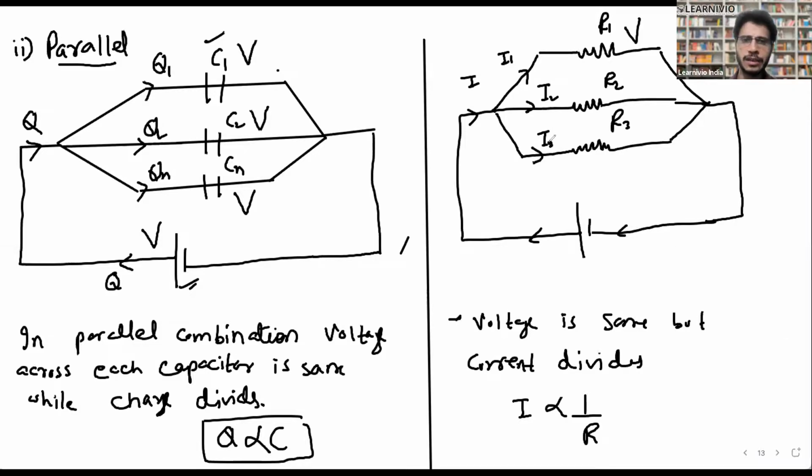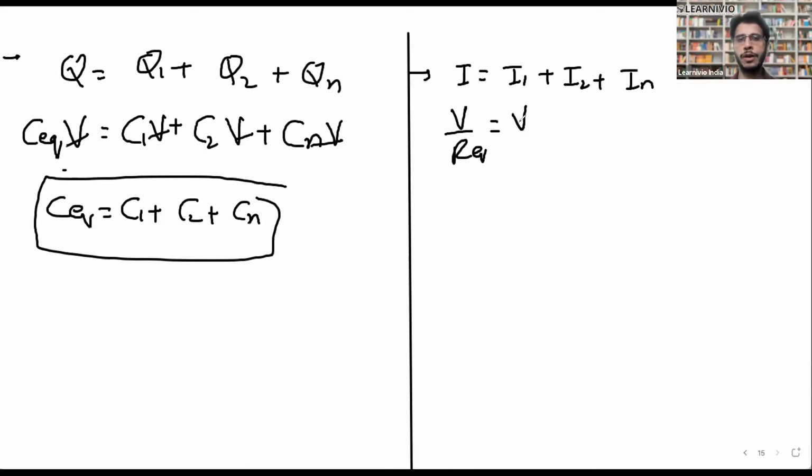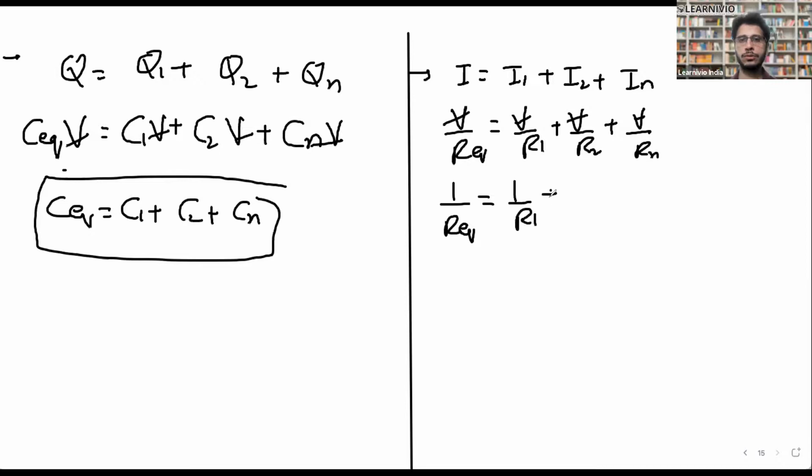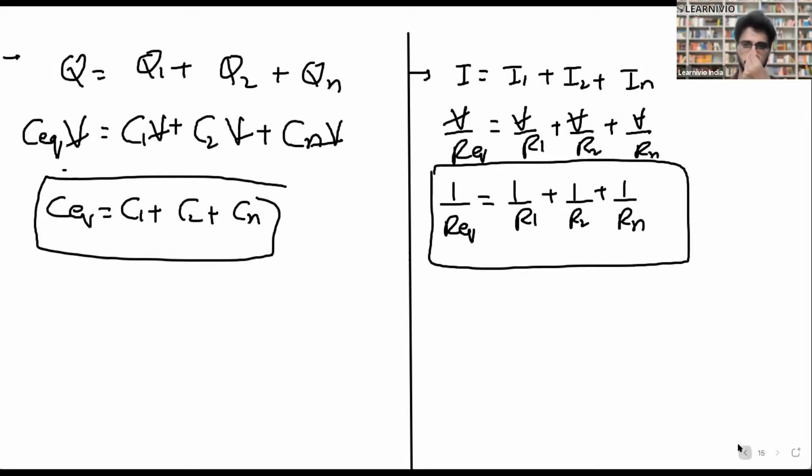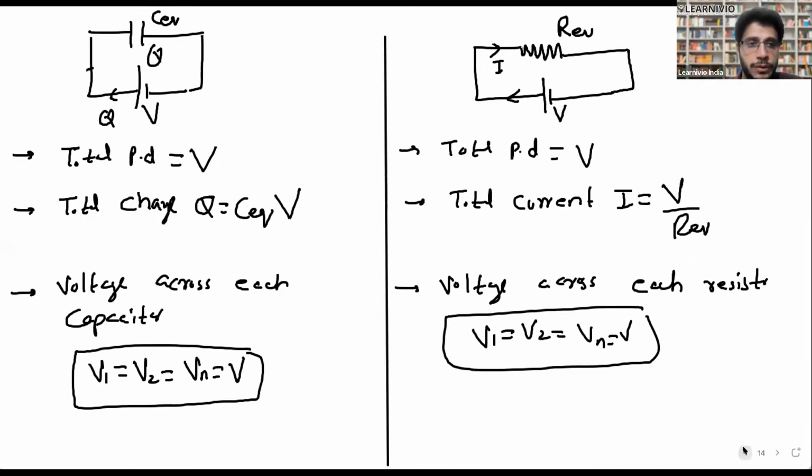Or I should write this as n. I1 is V by R1, I2 is V by R2, In is V by Rn. The V gets cancelled. So 1 by R equivalent is 1 by R1 plus 1 by R2 plus 1 by Rn. This is how we calculate R equivalent.